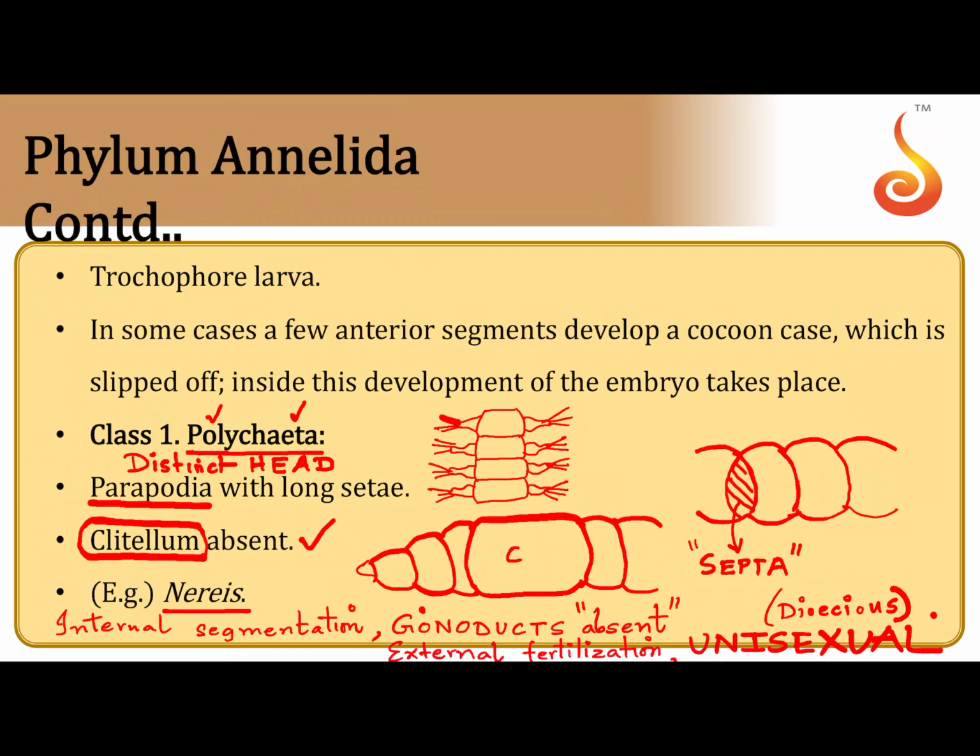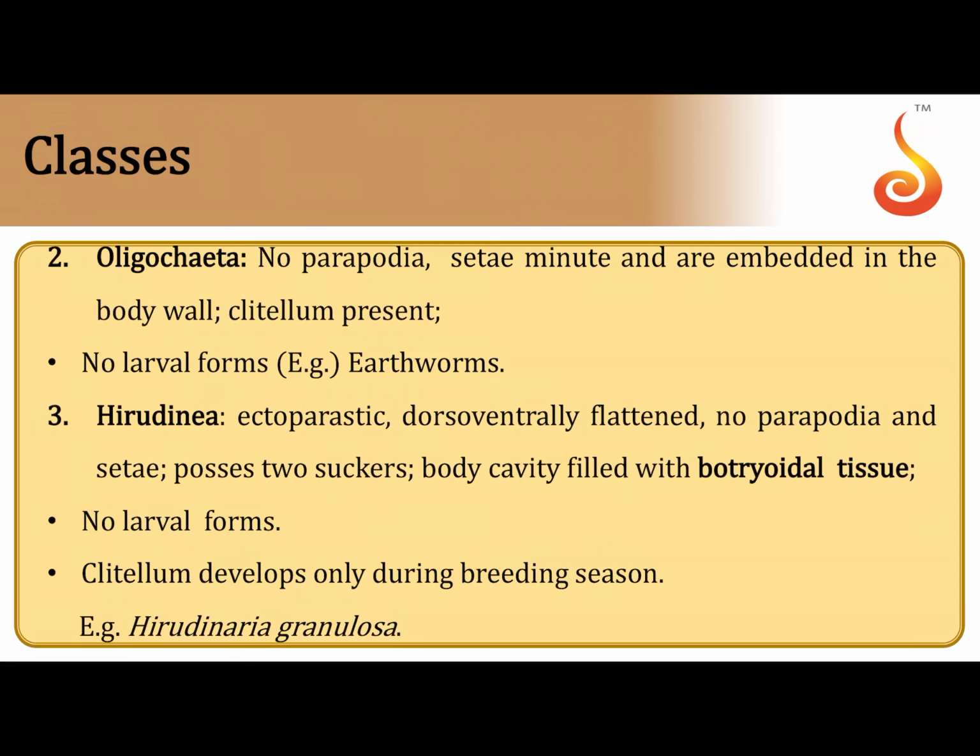So gonoducts or gamete carrying ducts are absent. They exhibit external fertilization. They are unisexual or dioecious. This is the only class under phylum Annelida, that is class Polychaeta, which includes unisexual forms.